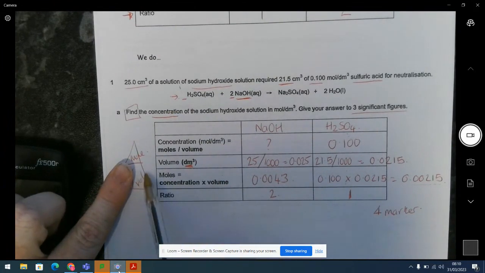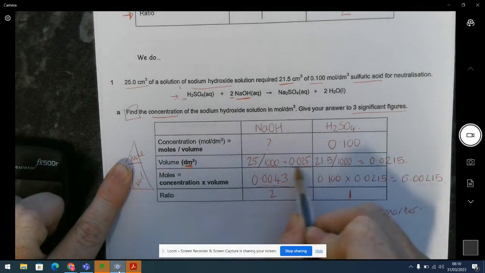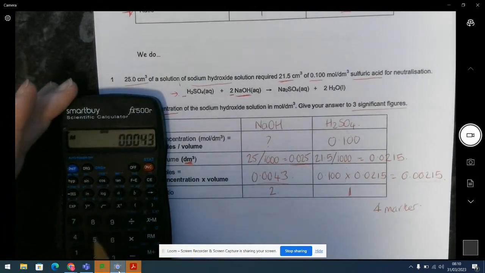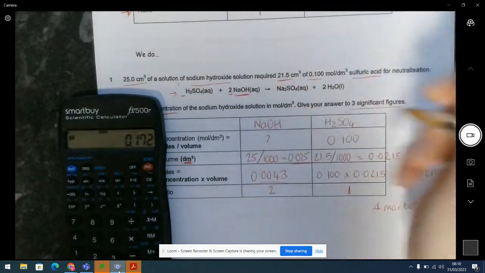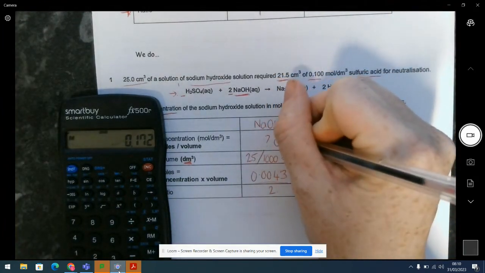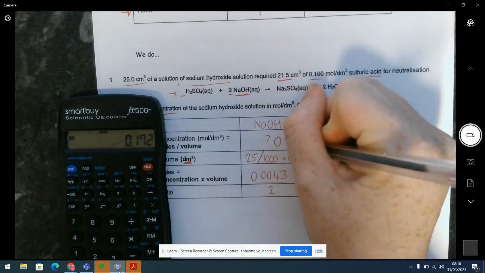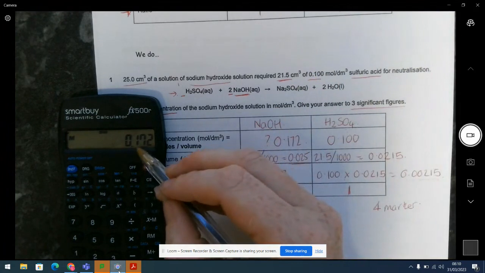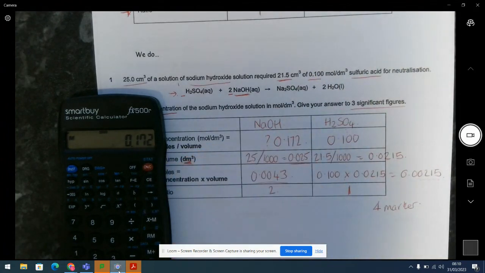So I cover over concentration, and I do that by taking the moles and dividing it by the volume. Here is my mole value, here is my volume value. So I'm doing 0.0043 divided by 0.025. And that gives me a concentration value of 0.172. It asked me to do this to 3 significant figures, so as you can see, I've done that to 3 significant figures. That is the types of questions you will get.